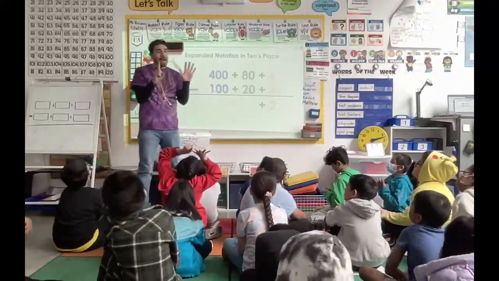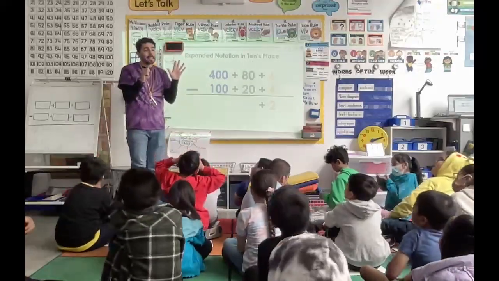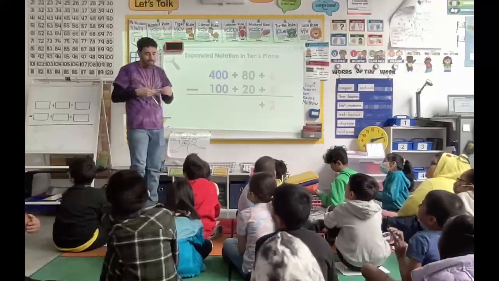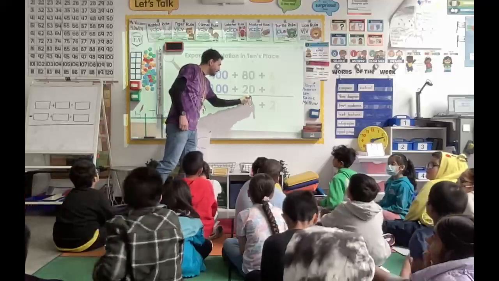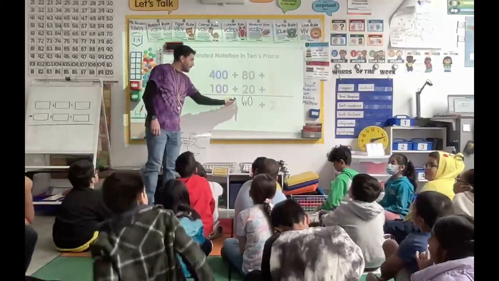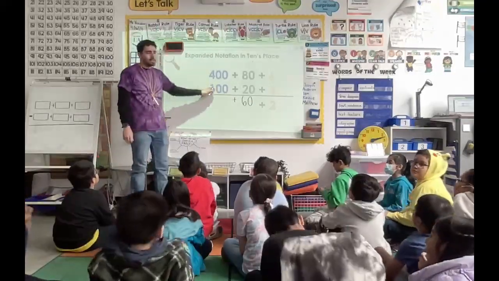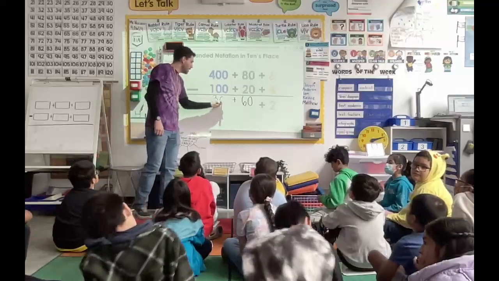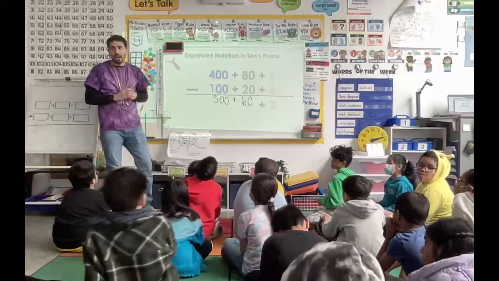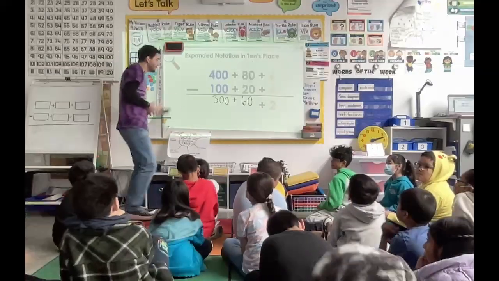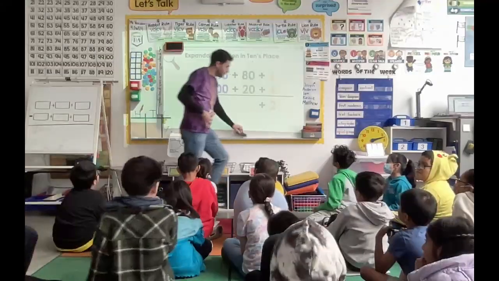It's at 80. How many more tens was that? 6. What's the value of 6 tens? 60. So 80 minus 20 has a difference of 60. And I bring down 400 minus 100. It's just 300. When I push that number back in standard form, it's 362. Got it? All right, let's try one more.